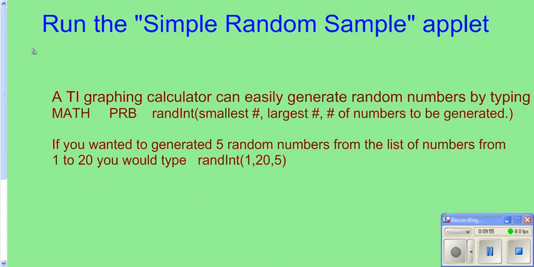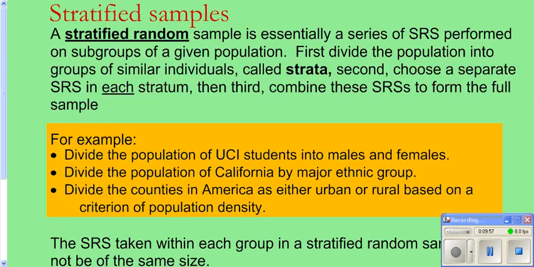We also have stratified random samples. In other words, you're breaking your overall population into a few smaller subgroups, and then you're choosing a simple random sample from each one of those smaller subgroups.